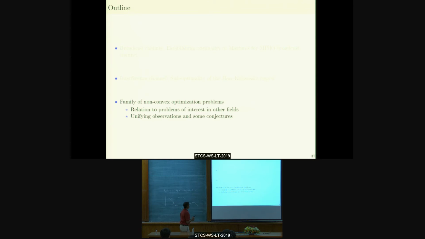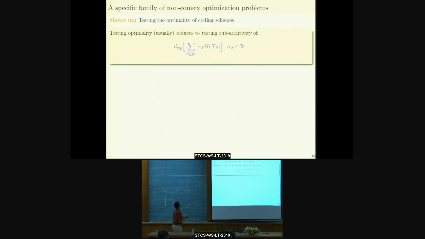Okay. So now let me come back, and this is going to tie up to some of Varun's talk yesterday. What is the family of non-convex problems? How is it related to problems of interest in other fields? And then I will put some unifying observations and conjectures which will tie up the things. This may be of interest to people outside information theory, because you have something nice.